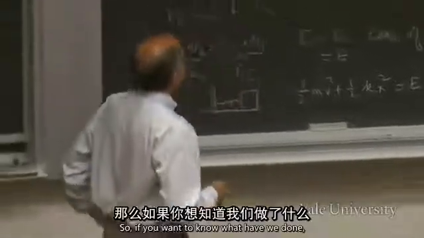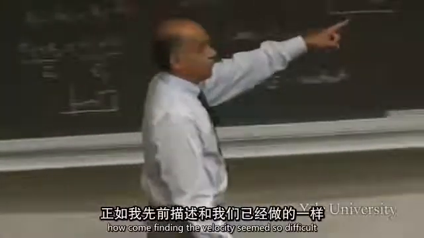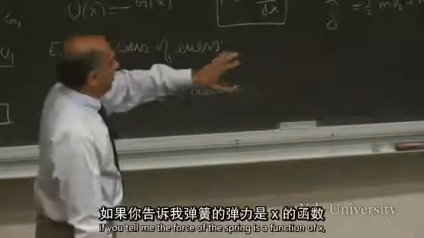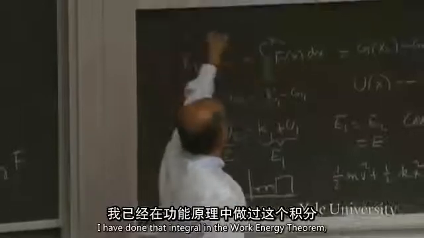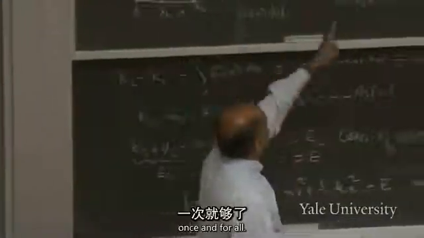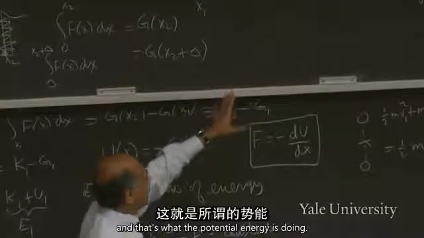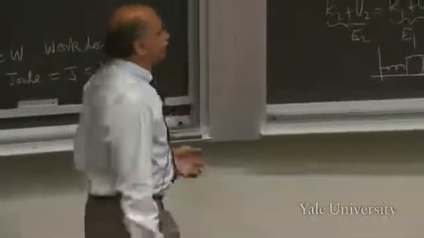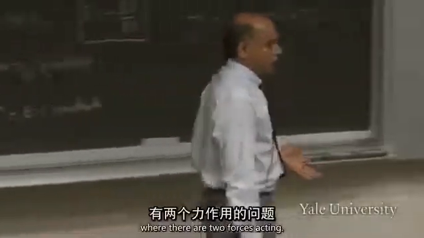So if you want to know what have we done, how come finding the velocity seems so difficult when I described it to you earlier and we have done it? The answer is, if you tell me the force of the spring is a function of x, I have done that integral in the work energy theorem once and for all. The integral of the spring force has been integrated once and for all, and that's what the potential energy is doing. Potential energy comes from integrating that force. All right, so now let's take another problem where there are two forces acting.